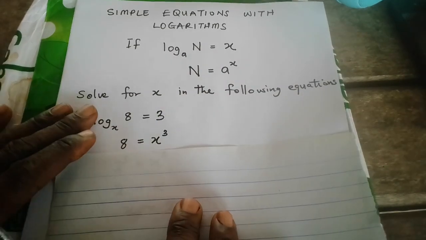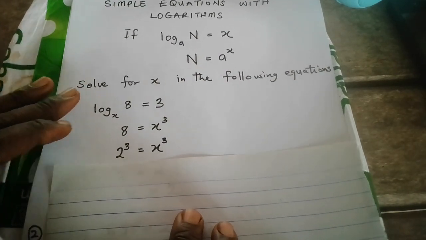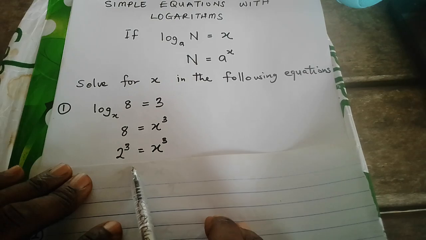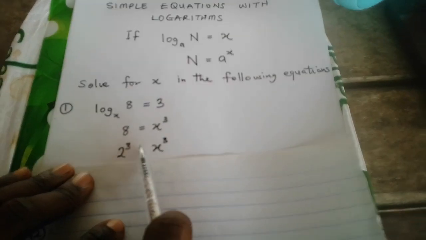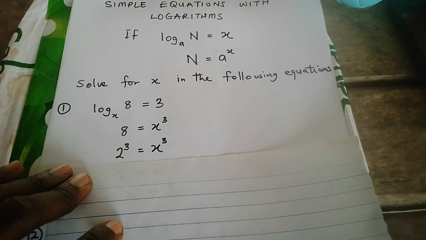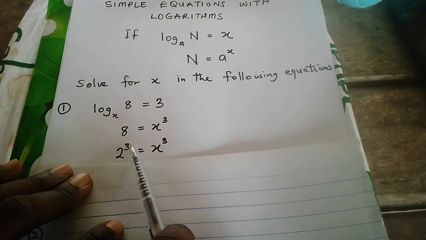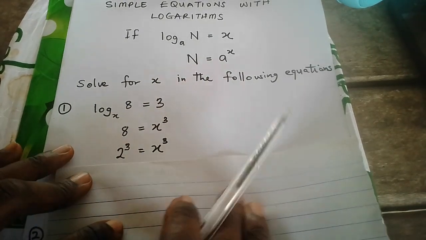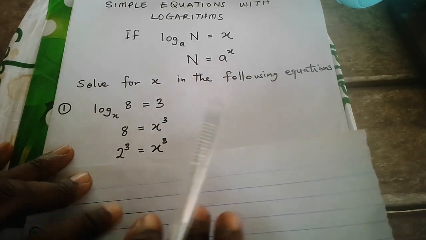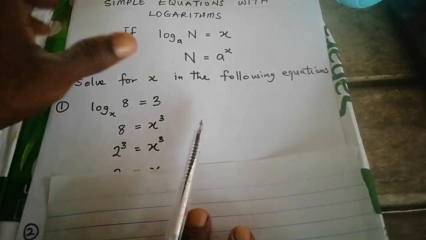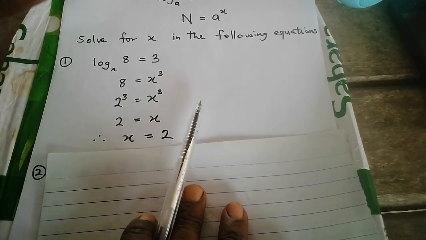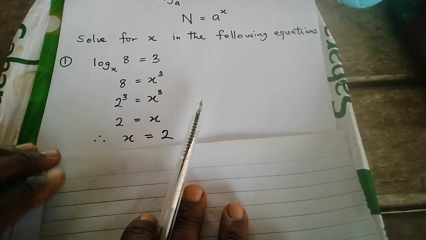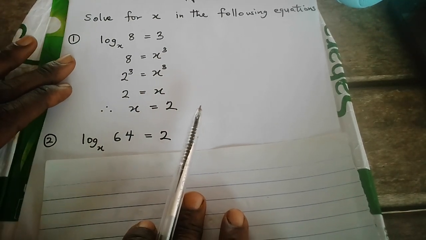8 is the same thing as saying 2 raised to power 3. So 2 raised to power 3 is equal to x raised to power 3. You realize that they have the same power, so if the power cancels out, you are left with 2 is equal to x, which means that x is equal to 2. Let's move on to another example.